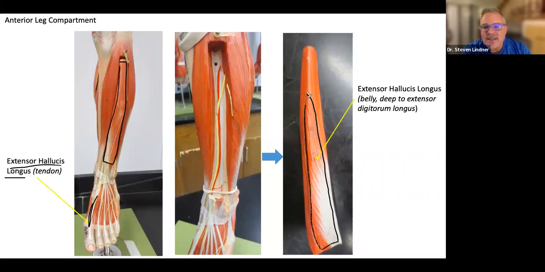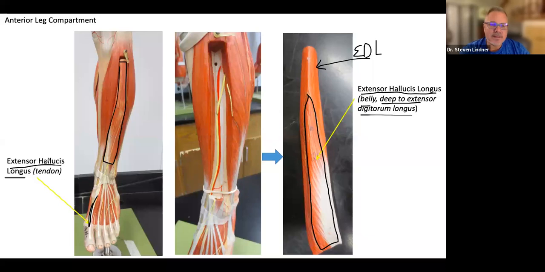It's on the back side, right? This is the extensor digitorum longus that we just pulled away. But if we pull it away and look at it from underneath, we can see the extensor hallucis longus, right? It says the belly is deep to the extensor digitorum longus. Here's the extensor digitorum longus, and this is deep to it.